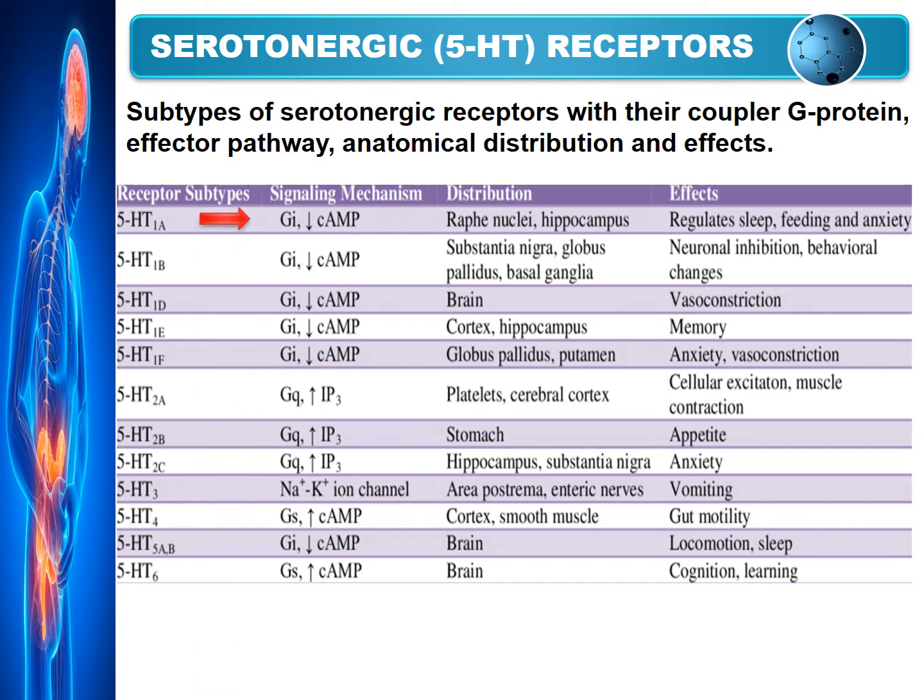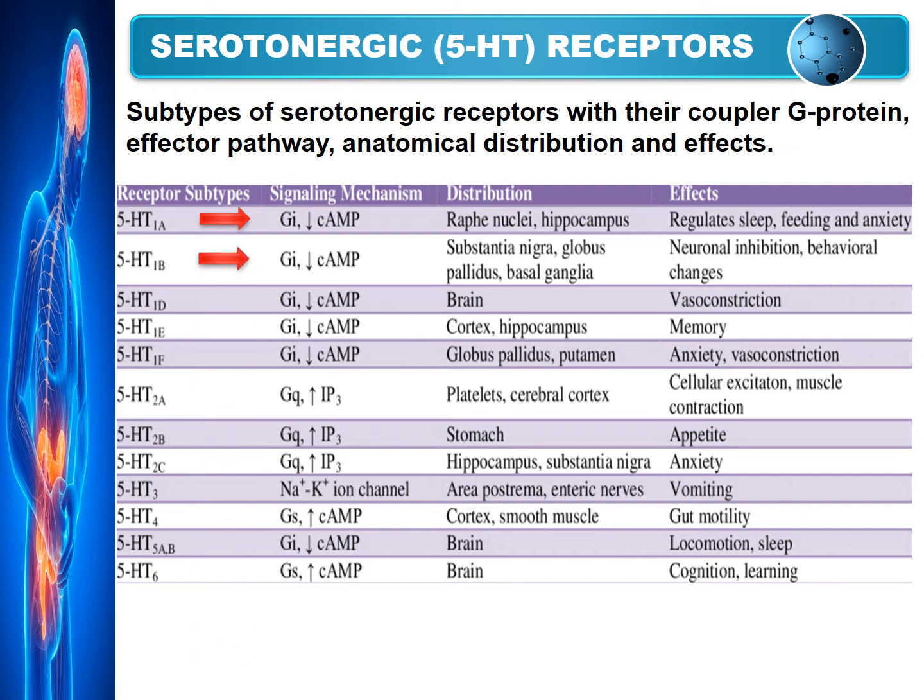5-HT1A. The 5-HT1A subtype of receptor has the Gi type of the G coupler protein, and it functions through decreasing the intracellular concentration of cAMP. It is mainly located at raphe nuclei and hippocampus. It affects and regulates the sleep, feeding, and anxiety.